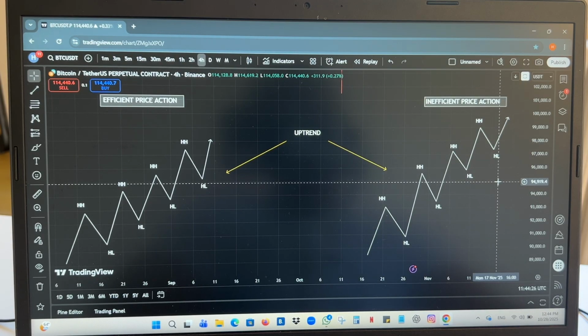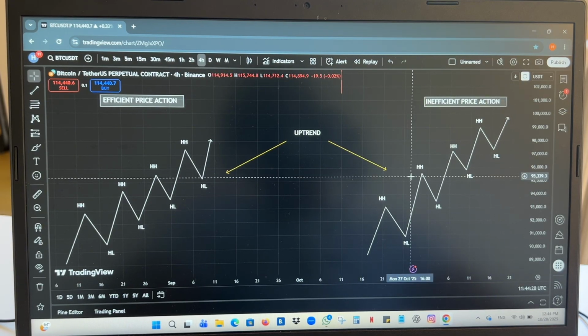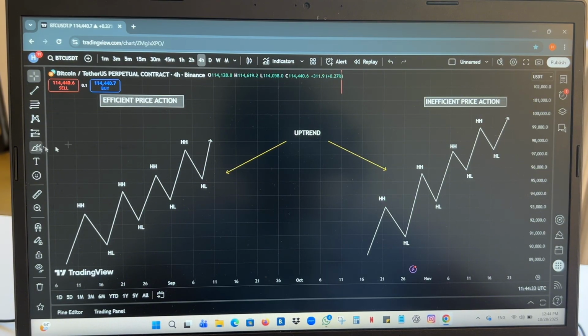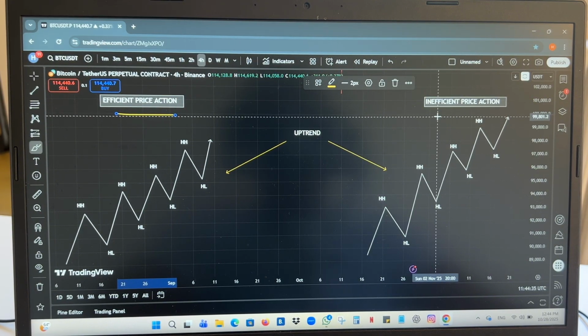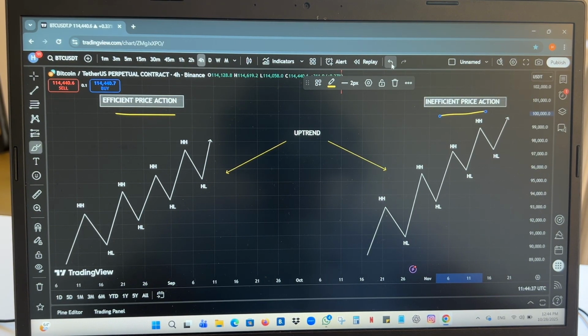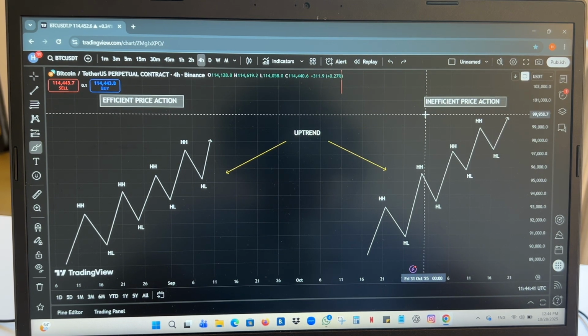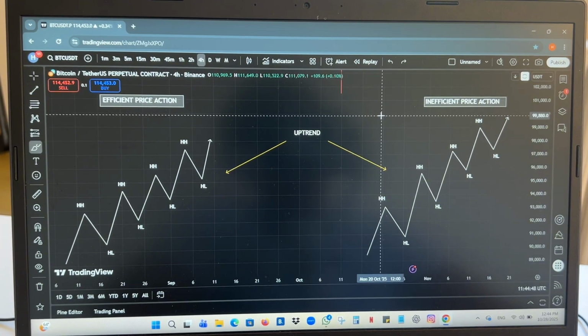Okay, so like I was telling you guys earlier, there are two types of price action. One is efficient price action, and the other one would be inefficient price action. And these two also break into two parts, because there are uptrends and there are downtrends. So let's first talk about the uptrend scenario.